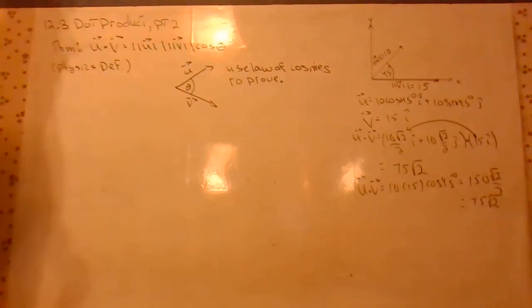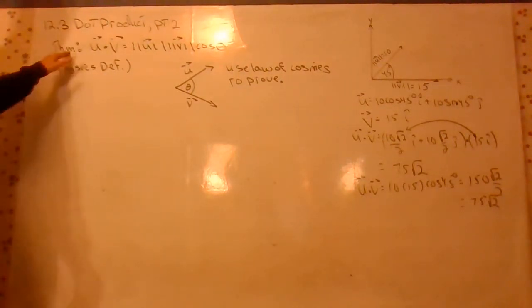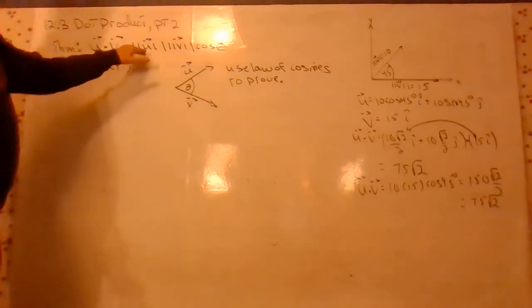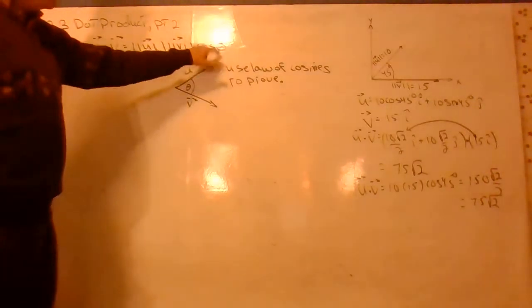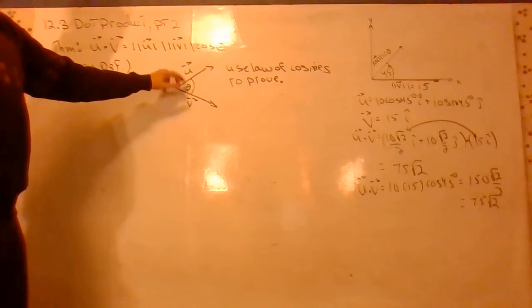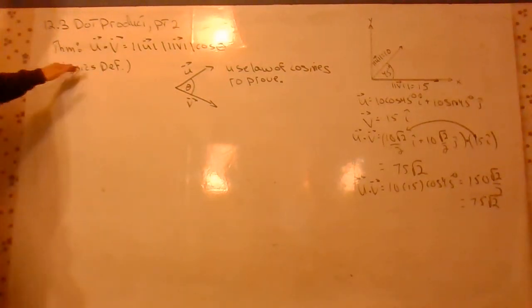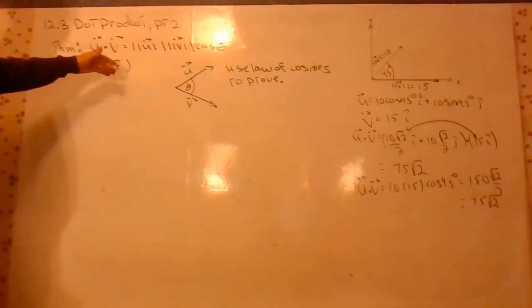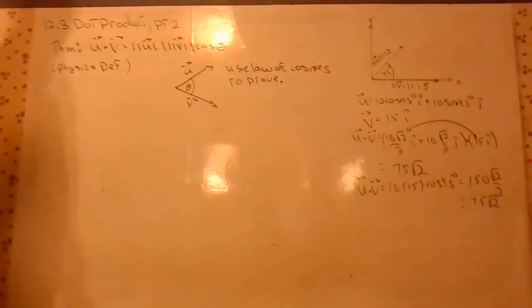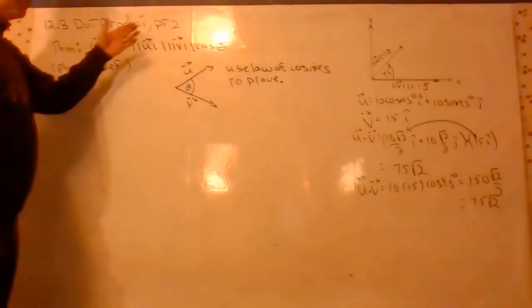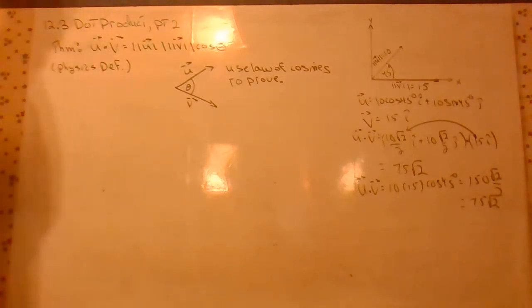12.3 dot product part 2. We have a theorem: u dot v is equal to magnitude u, magnitude v, cosine theta, where theta is the angle between vectors u and v. And this is actually a physics definition. In physics, they define the dot product this way, and they use the math definition as a theorem. Which way you do it is really just a matter of choice.